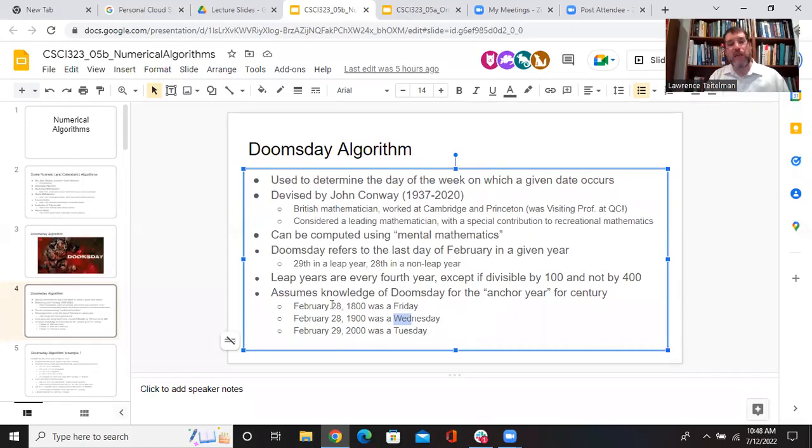By the way, why is Doomsday the 28th of February 1800, 28th of February 1900, and 29th of February 2000? Anyone know why? Remember how it works: leap years are every 4th year, unless it's a century year. If it's a century year, then it's not a leap year, unless it's divisible by 400. So 1800 is not divisible by 400. 1900 is not divisible by 400, but it is a century year. That's why it's February 28th. But 2000 is divisible by 400, so it is back to being a leap year.